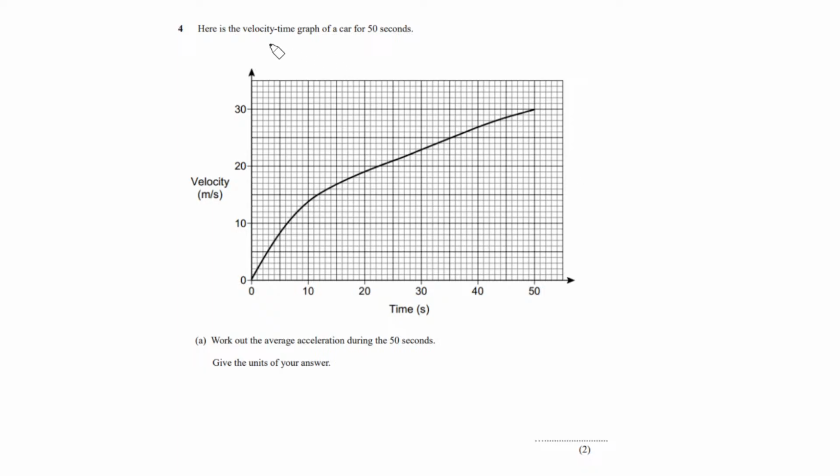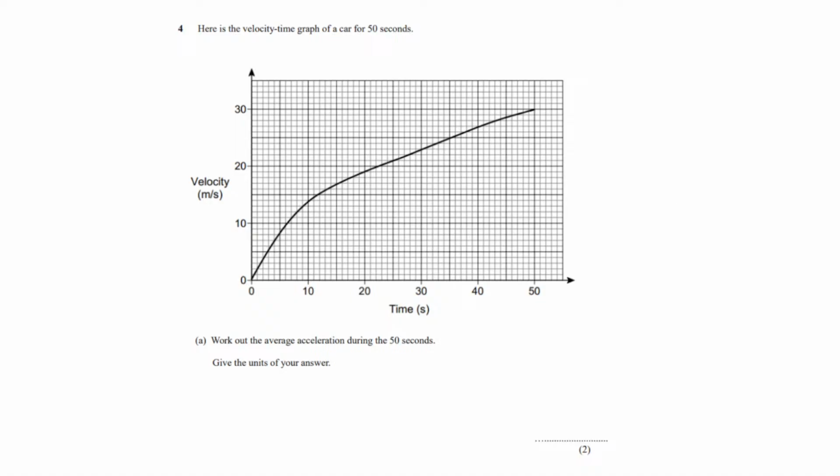So something like this. So here we've got a velocity time graph of a car for 50 seconds, as you can see. Work out the average acceleration during the 50 seconds. Obviously give units for your answer as well. Basically, this is the one where you have to remember that we need to draw a tangent. So it's not just dividing one number over the other. It's the tangent one, exactly. We need to have, because we're kind of looking for like a rate of change, isn't it? That can't only be at one single point. That has to be kind of over a long time.